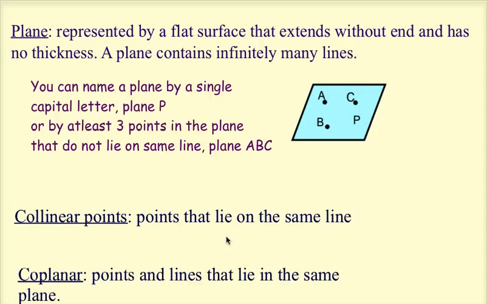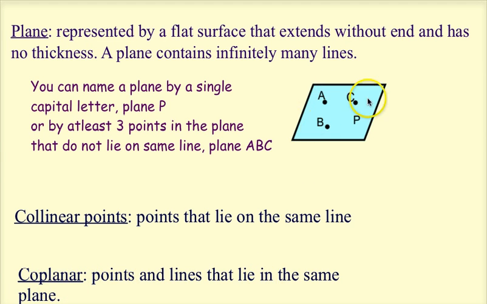Collinear points is another word that we're going to define. Collinear points are points that lie on the same line. Okay, so collinear points are points that lie on the same line. And then I also have something called coplanar. Coplanar are points and lines that lie in the same plane.